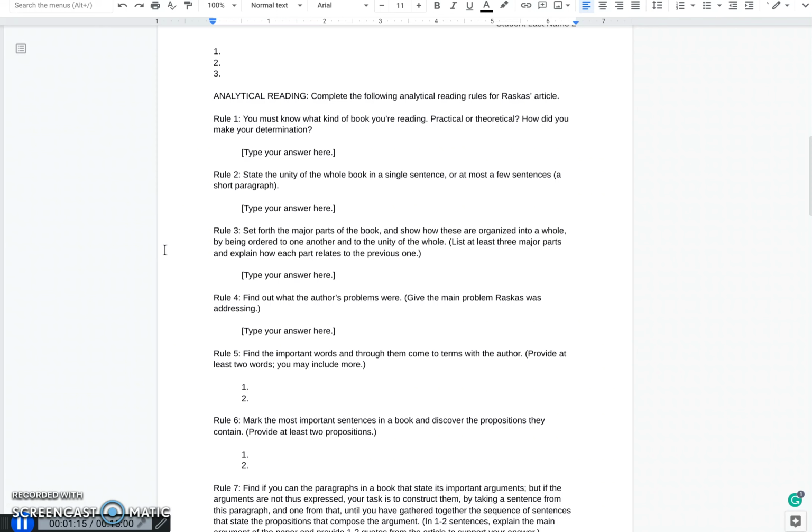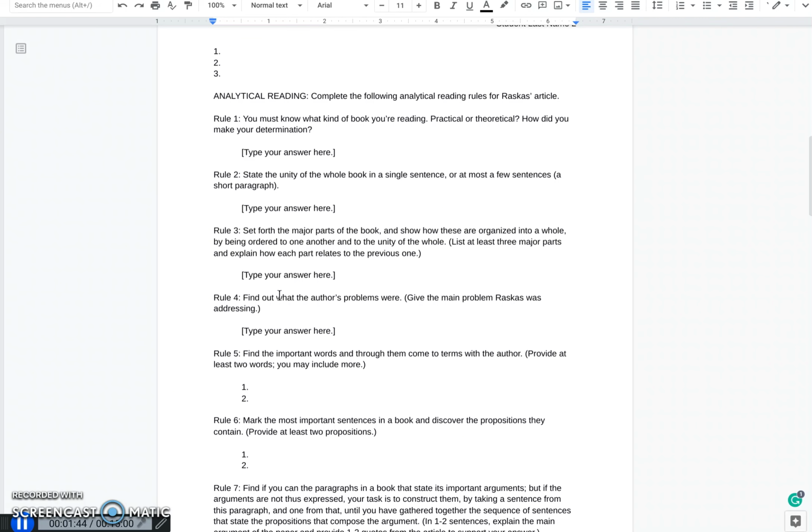For rule number 3, where you have to outline, if you just give me at least 3 major sections in Raskas's article, that's fine. Just make sure that you do include a statement that explains how each section relates to the prior one. So this rule kind of has 2 parts. It's about outlining the book, but then also explaining how all these different sections of the article come together as a whole, okay?